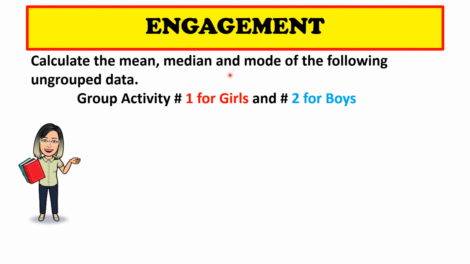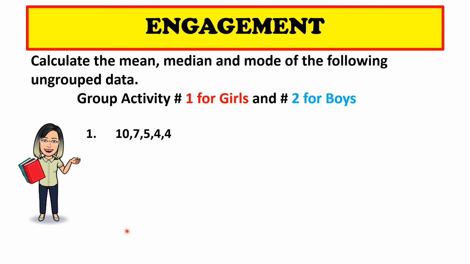Calculate the mean, the median, and the mode of the following ungrouped data. For number 1, that is for the girls. And for number 2, that is for the boys. So, girls will be answering number 1, while boys will be answering number 2. We are in number 1. So, we need to find the mean, the median, and the mode.